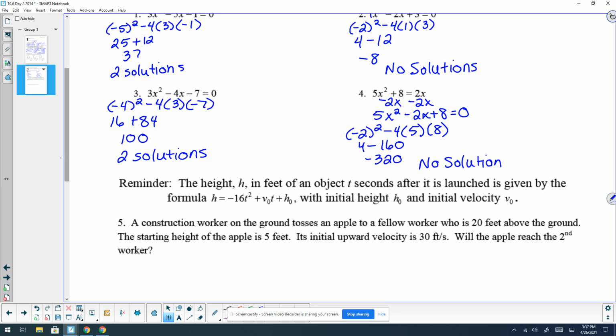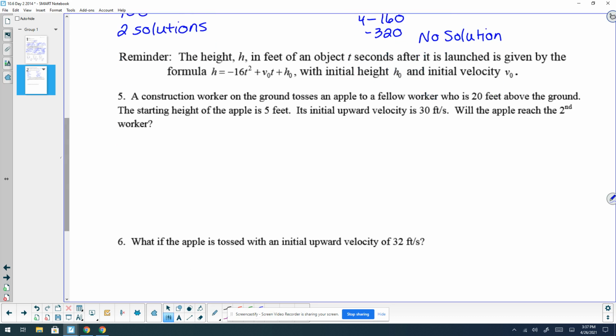So if that discriminant had turned into 0, so instead of having 100 on problem 3, I would have gotten 0, then we would just have the one solution. Now, the other thing I can use the discriminant for is to be a little bit of a shortcut for myself, so I don't have to write out the quadratic formula over and over and over.